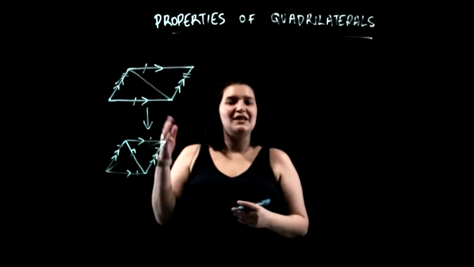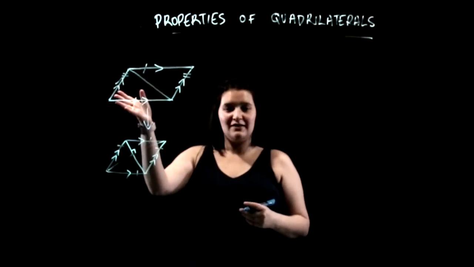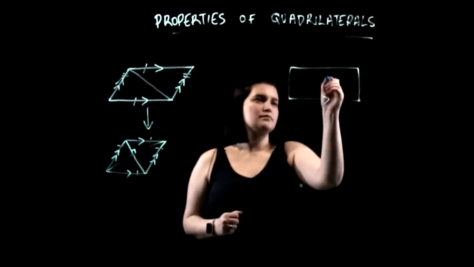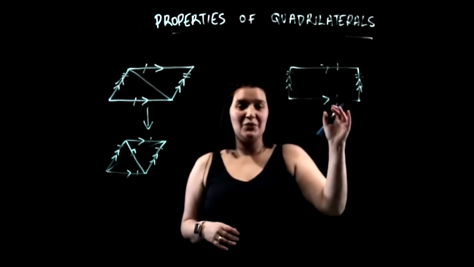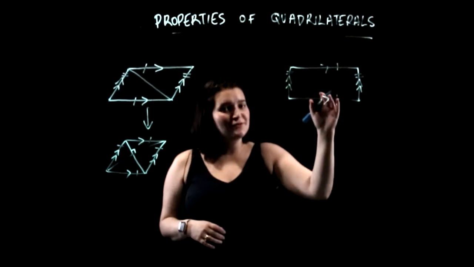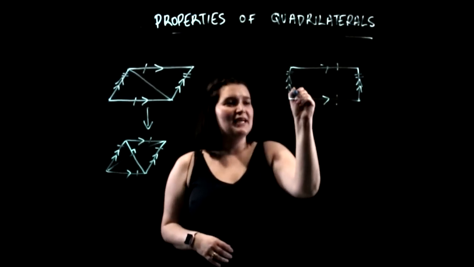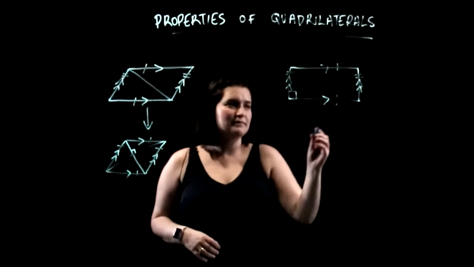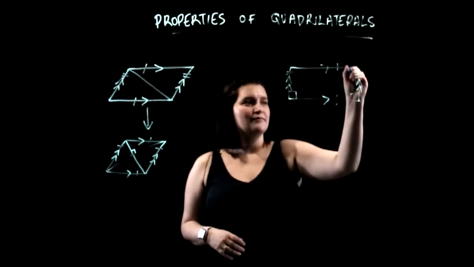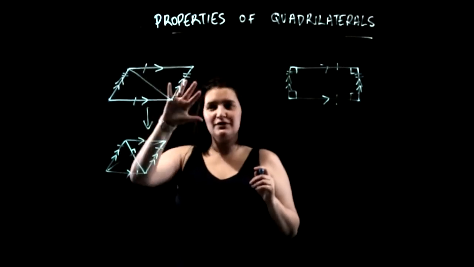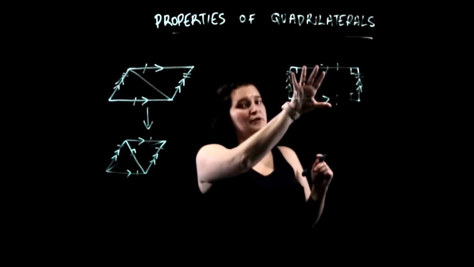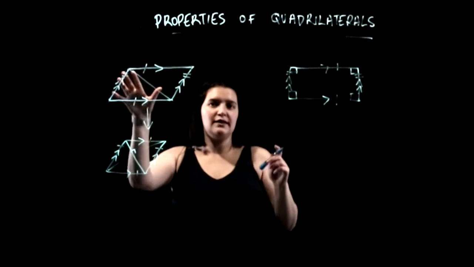All right, another special case of a parallelogram is a rectangle. So I still have two pairs of parallel sides and two pairs of equal lengths, but a rectangle is different and special because all of the angles are right angles. But like the rhombus was a parallelogram, it fits all of these rules. A rectangle is still a special kind of parallelogram.